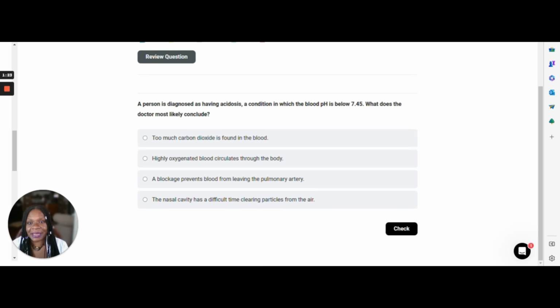A person is diagnosed as having acidosis, a condition in which the blood pH is below 7.5. What does the doctor most likely conclude? Is it that there's too much carbon dioxide found in the blood? Is it highly oxygenated blood circulates through the body? Is it a blockage prevents blood from leaving the pulmonary artery? Or is it the nasal cavity has a difficult time clearing particles from the air? Which one is it, you guys? We're going to go with too much carbon dioxide is found in the blood right here.